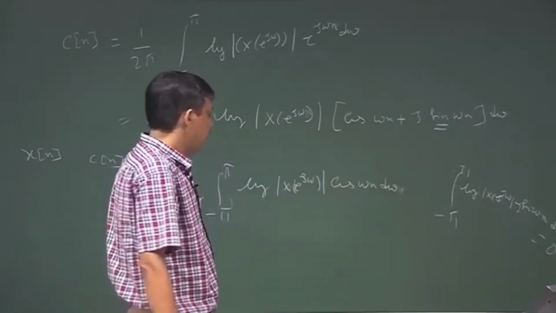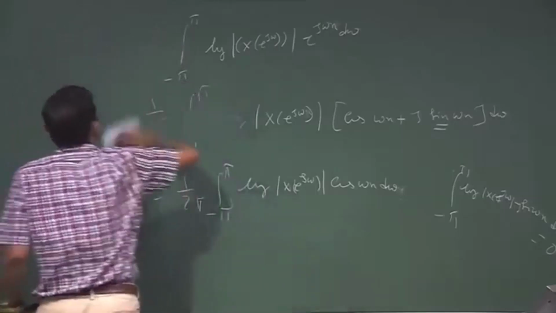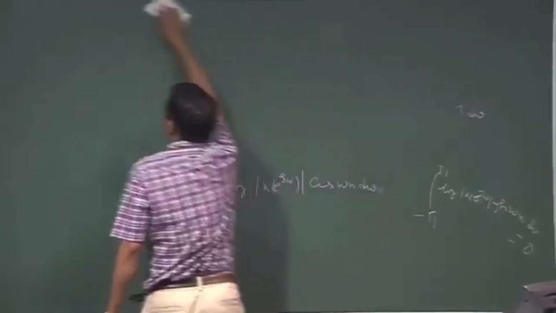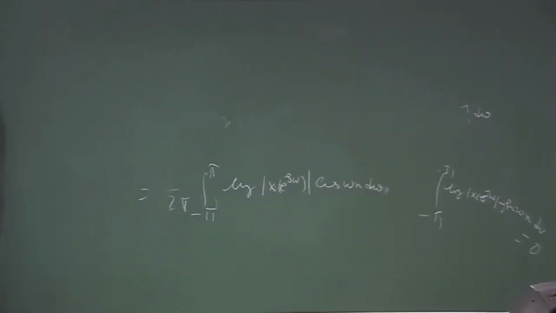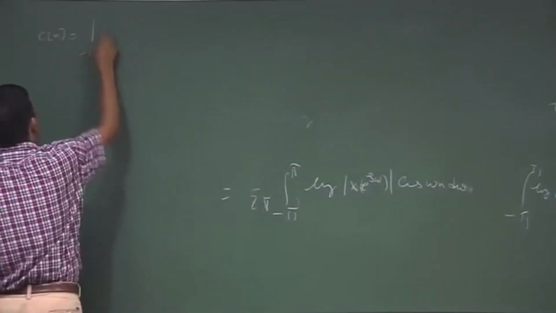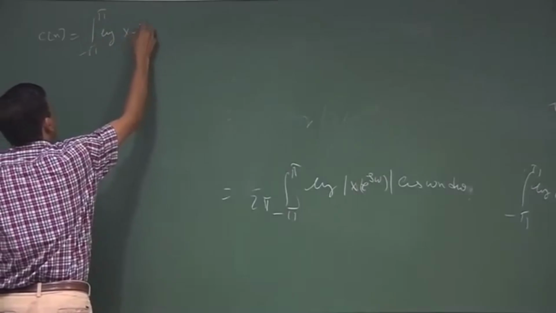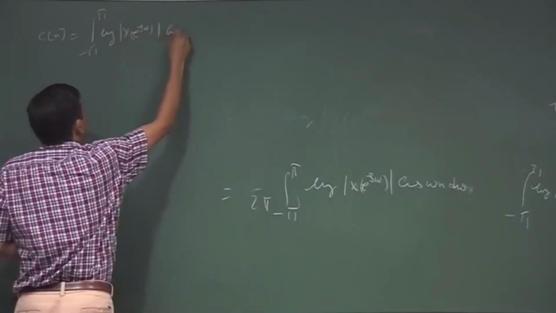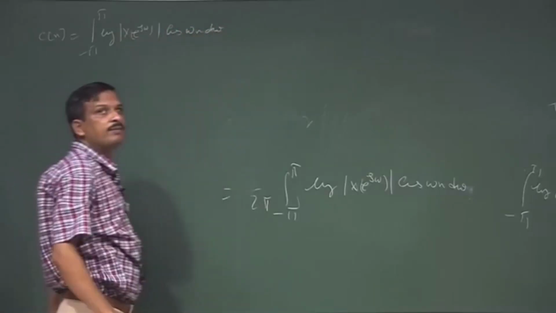This is the proof. Now, this Cn I can write down in one corner, so later on we can use that. So, in one corner I write down Cn is equal to 1 by 2 pi, integral from minus pi to pi, of log of mod x of e to the power j omega, cos omega n d omega. That is the Cn.